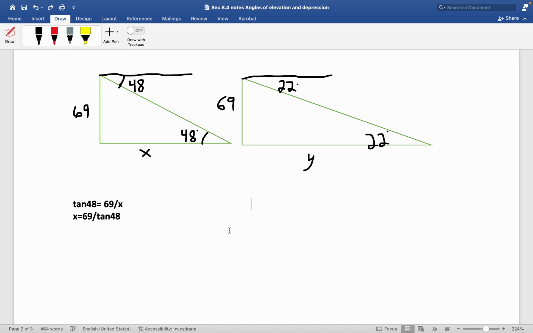So on this other triangle, where the angle of depression was 22 degrees, we're still going to use the tangent. In this case, the tangent of 22 will equal 69 divided by what I've called y. What y is going to represent here is the distance to the further boat. So when we solve for y, y will equal 69 divided by the tangent of 22.